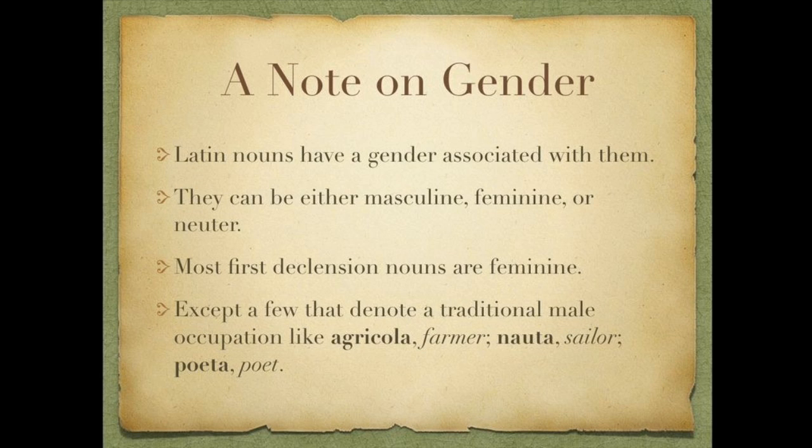A note on gender. Latin nouns have a gender associated with them. They can be either masculine, feminine, or neuter. Most first declension nouns are feminine with a few exceptions. Some words that denote traditional male occupations like agricola, a farmer, nauta, a sailor, and poeta, a poet, are actually masculine. They look feminine, but they're actually masculine.